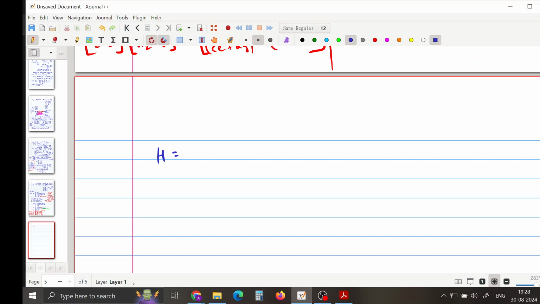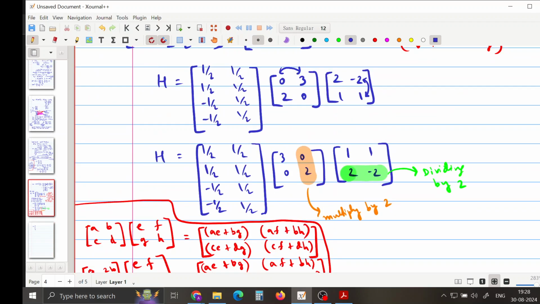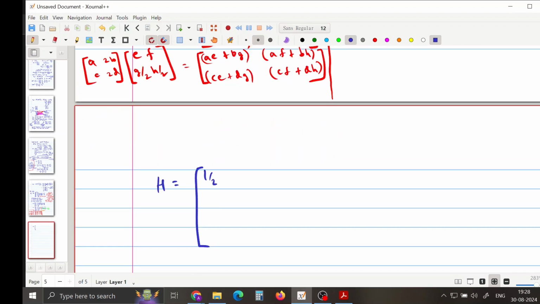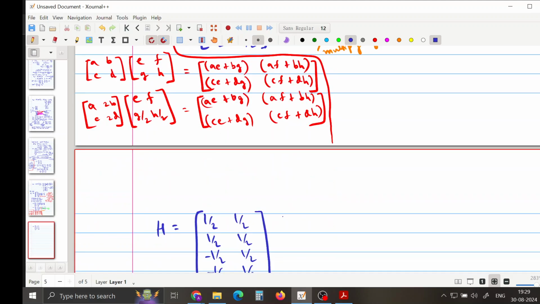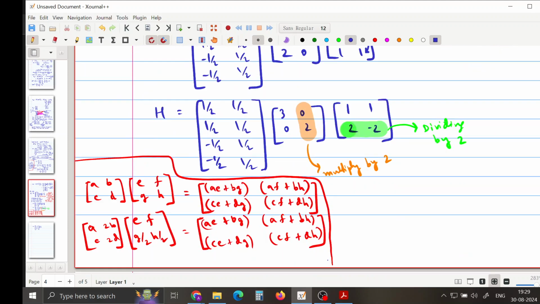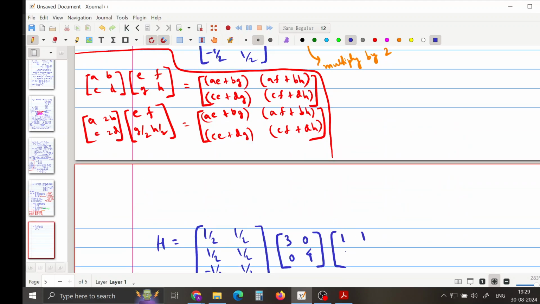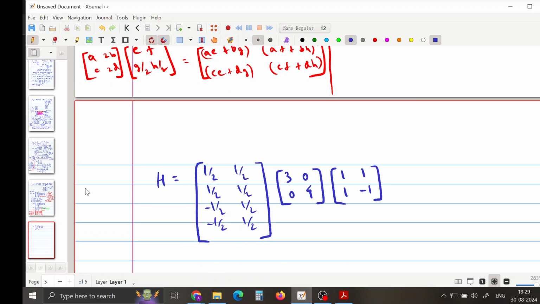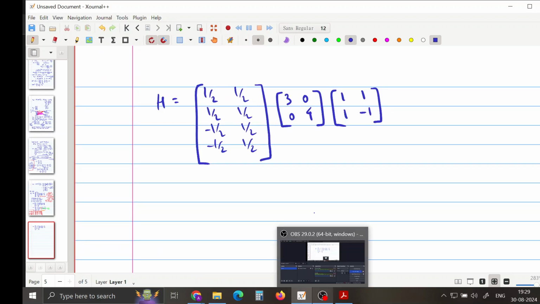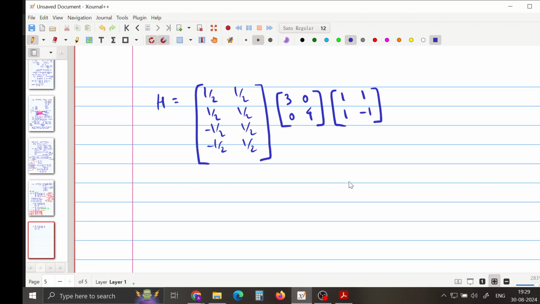Just a second. So the first matrix remains the same, right? And the second matrix, the second column gets multiplied by 2, so it becomes this. And for the third matrix, the second row is divided by 2, so it becomes this. Okay, all right.